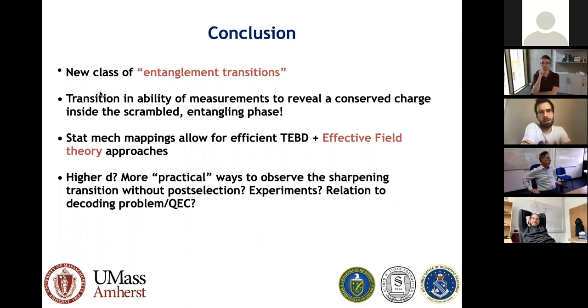And of course, there are many open questions, thinking of higher dimensions, and practical ways to observe this in experiments without post-selection. There are many papers working on this. There was actually one paper yesterday about this. It's a decoding problem in the quantum information language, using neural networks. There's a lot of activity to do this more practically and have better ways to probe those transitions in experiments. And there are many interesting connections to decoding problems and quantum error correction that I didn't talk about. Also, in the context of the sharpening transition, we think there is an interesting quantum information perspective to be investigated. And with this, I thank you very much for your attention.